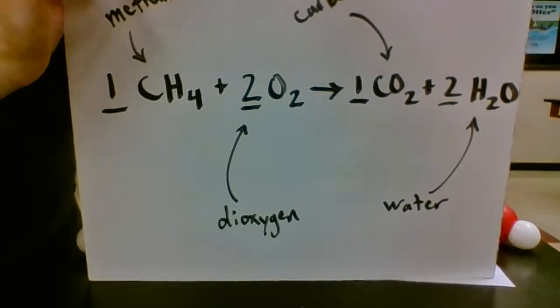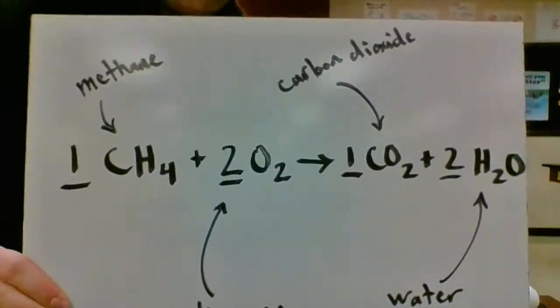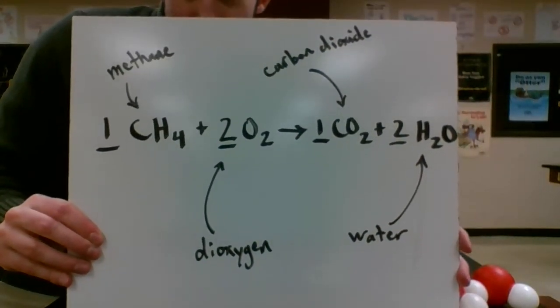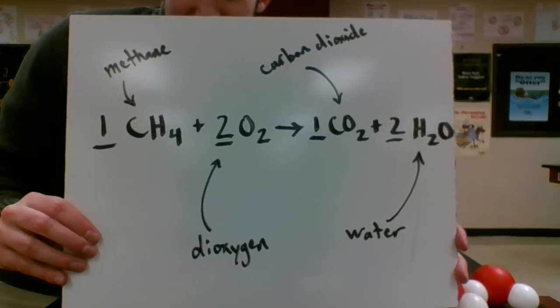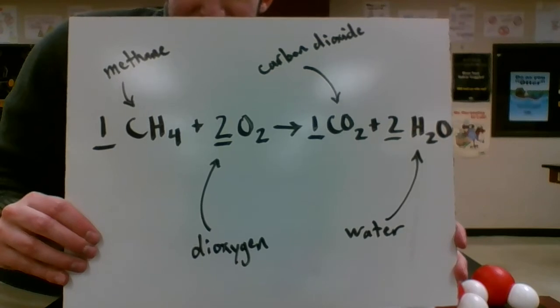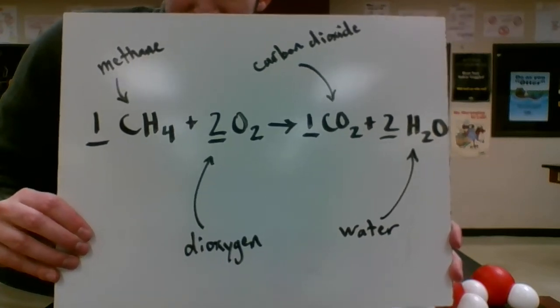Tilt this a little bit up. Set this down here for a second. Something like this. Okay, so one guy, my CH4, plus two O2s can make one CO2 and two H2Os. Okay, now this is representing, again, a chemical change.